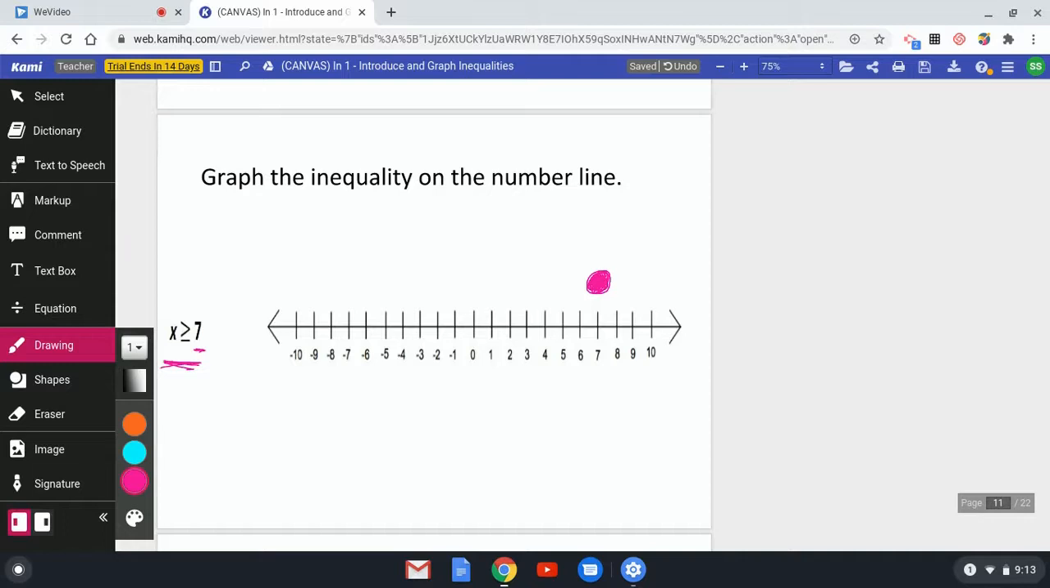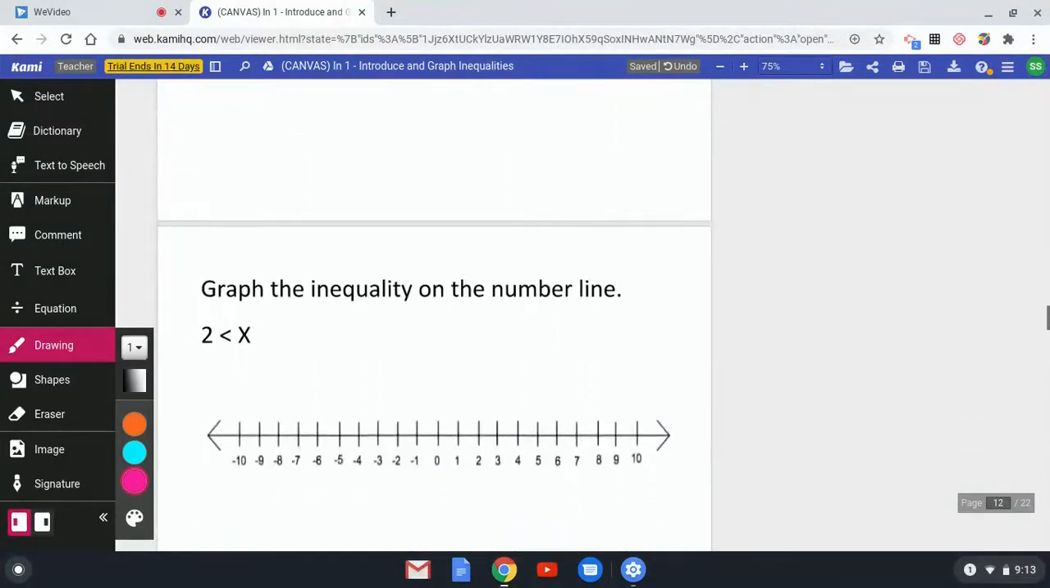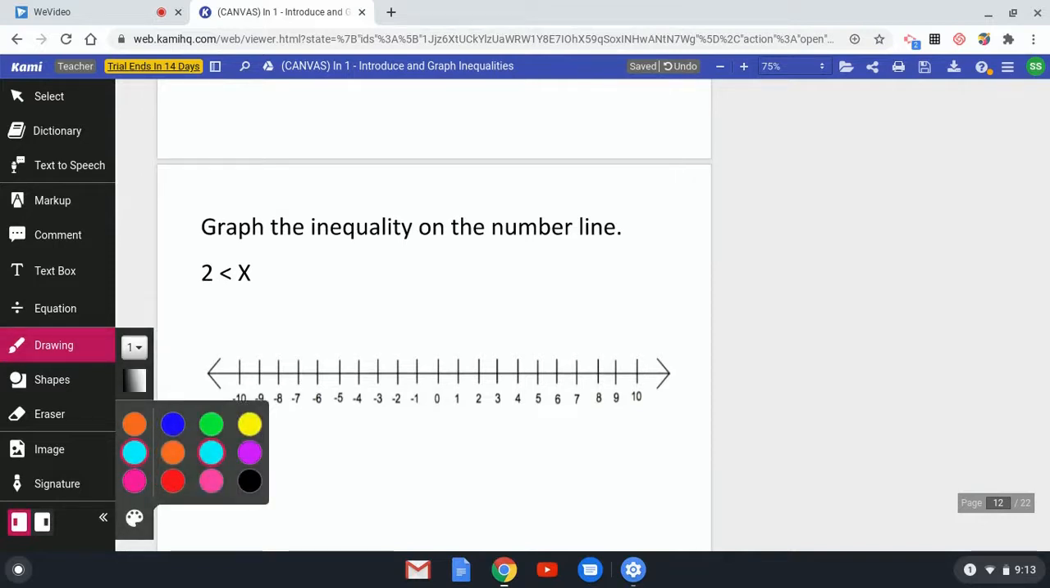Let's just plug 6 in. Is 6 greater than or equal to 7? Yes or no? No. Let's plug 8 in. Is 8 greater than or equal to 7? Yes. So our arrow needs to go to the right to numbers that are greater than 7. Kind of fun, huh? All right, let's try this next one.